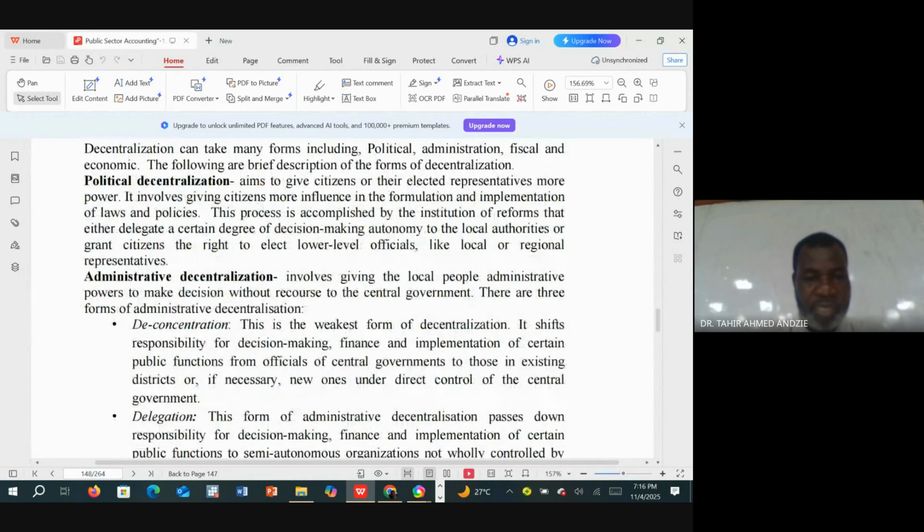Then we come to administrative decentralization. This one involves giving the local people administrative power to make decisions.